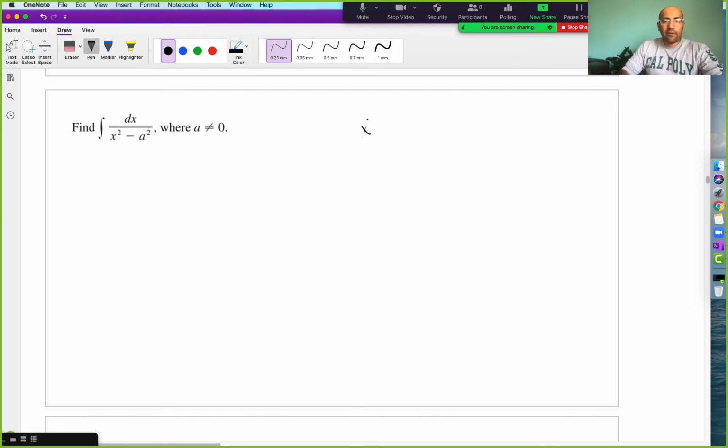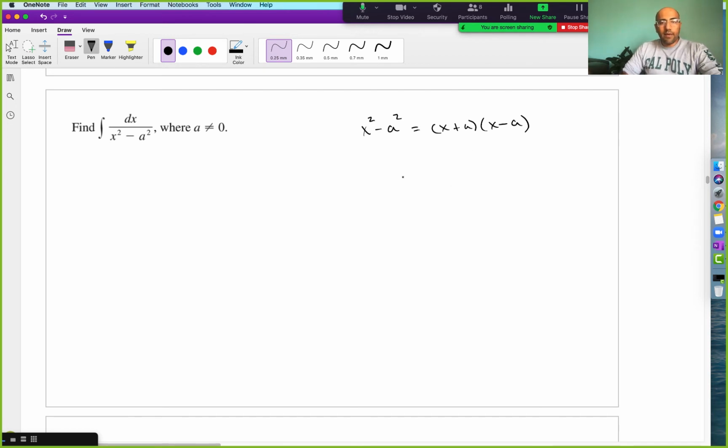So if we have x squared minus a squared, where a is definitely not equal to 0, that's a difference of squares. So this is going to be equal to x plus a times x minus a. Okay, that part's fairly easy. And they're linear terms, and they're not identical, so they're distinct linear terms. They're not the same.